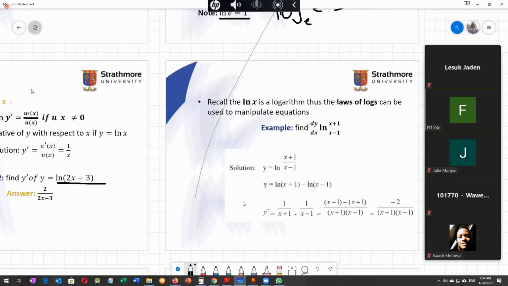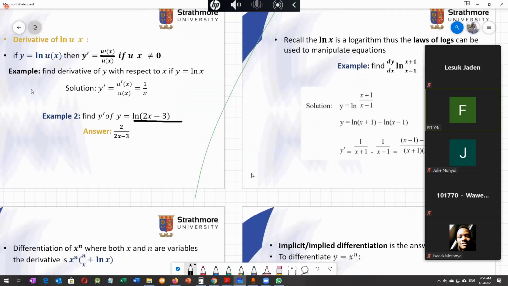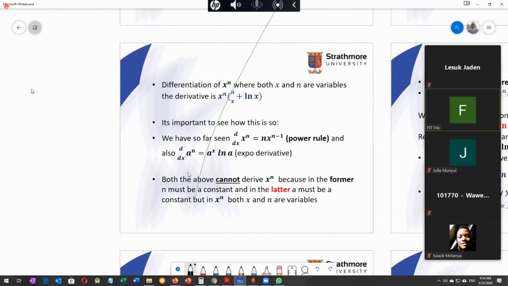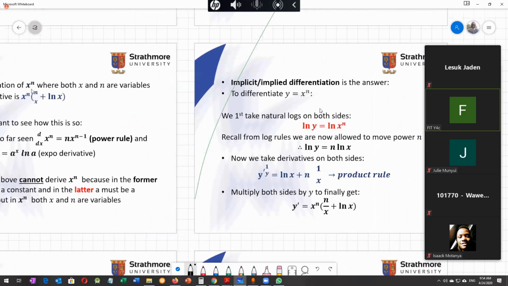Fine, so I won't spend much time here. How the power rule is actually used, and the product rule. These ones I've made nice notes so you can follow through.